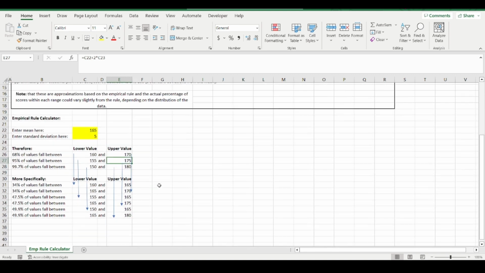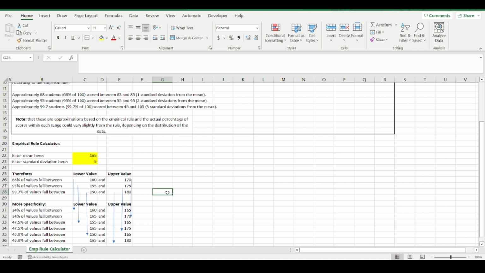If we're going to move 3 standard deviations, just to quickly show you how I'm doing this. So 3 standard deviations, that's 165 minus 3 times 5. Right, and how do I get the bigger value? Well, it's 165 plus 3 times 5. Right, so we know that 99.7%, so almost all the students, are going to be between 150 and 180.